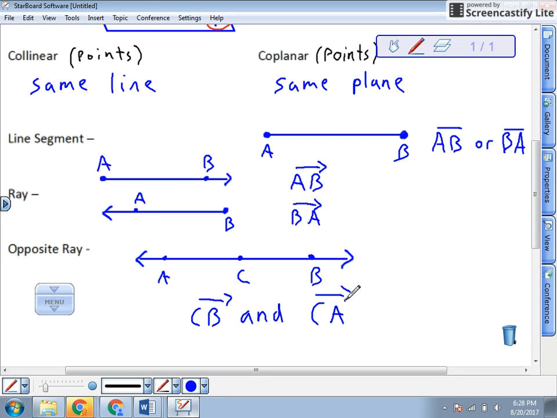So there you have an introduction to some basic geometric figures that you are going to see in this first lesson.